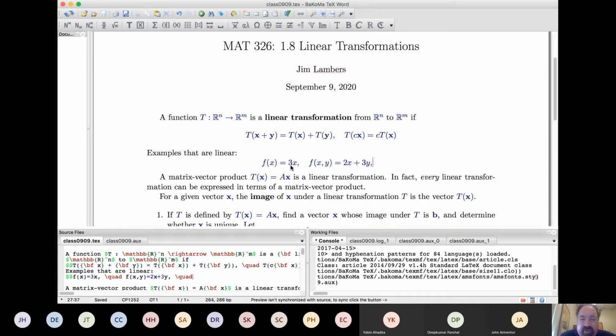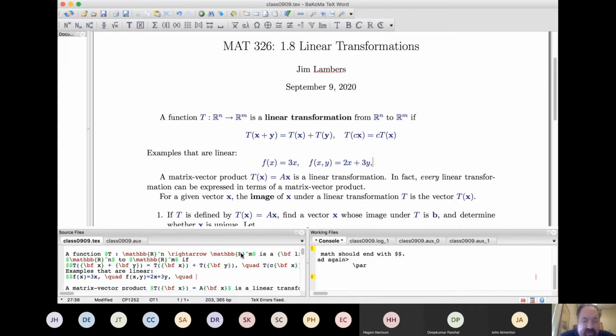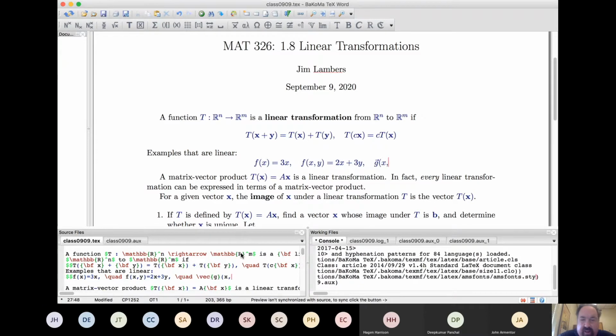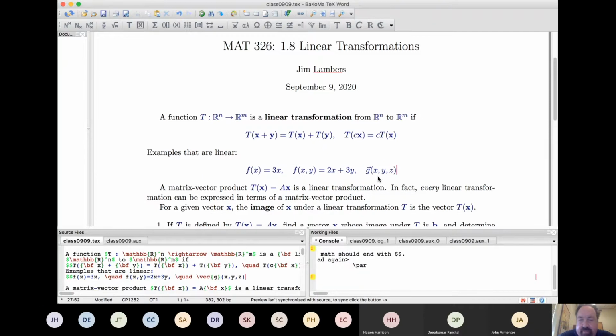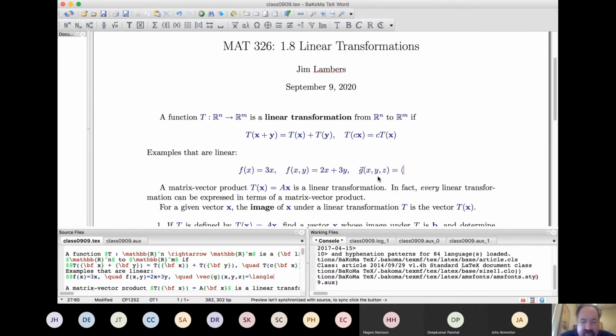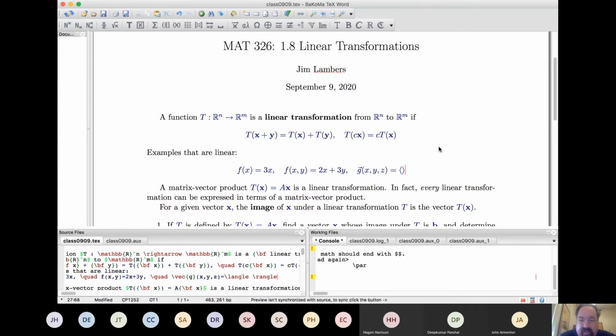But here, the number of inputs is one, so n is one. Whereas here we have two inputs. So we're going from R2 to just R. I'll do another that has a vector valued output. So here we have 3 inputs. And I'll use the angle brackets to indicate a vector quantity. Okay.